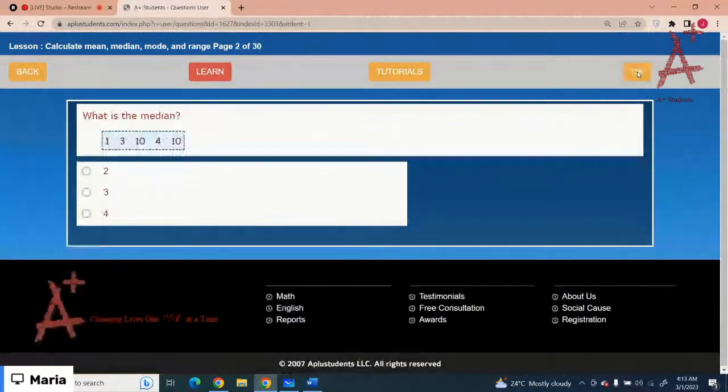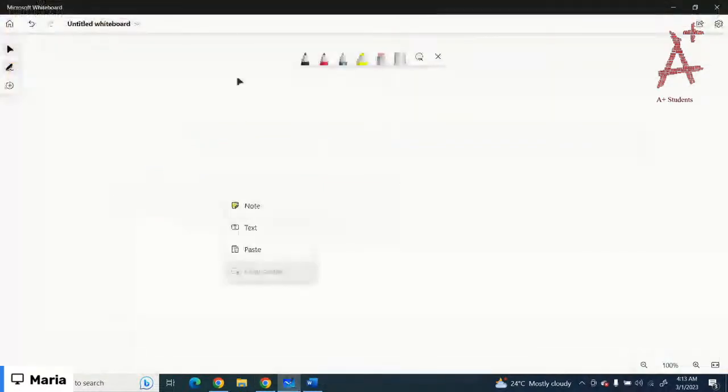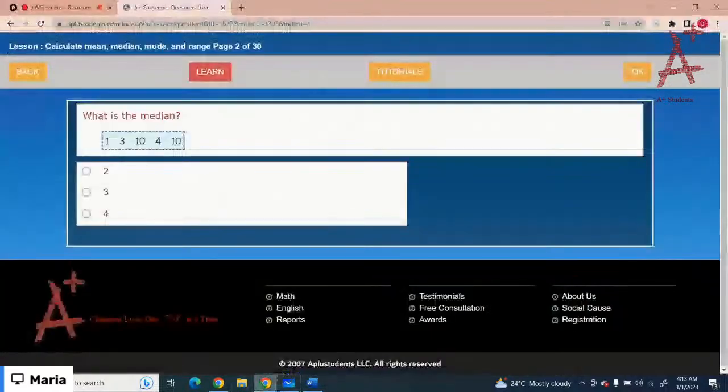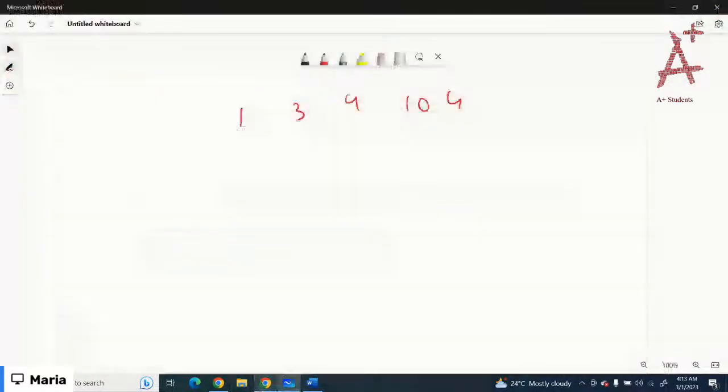You have to calculate the median of the data. The numbers are 1, 3, 10, 4, and 10. You have to calculate the median of the data. First, arrange the numbers from least to greatest.